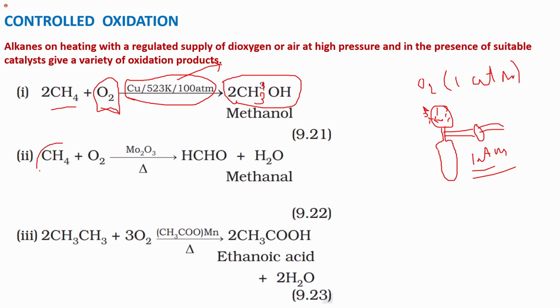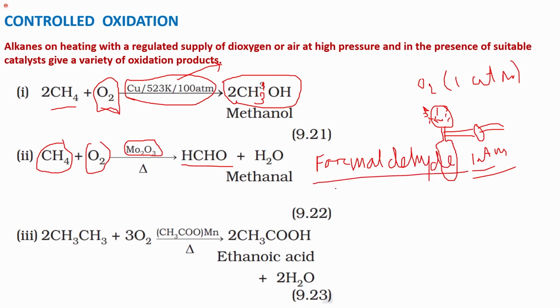Now you have a CH4 molecule, you have oxygen, and under this catalytic condition, molybdenum trioxide, it is forming formaldehyde. This is called formaldehyde, or in the other case, you can say this is methanol. Methanol. Okay, so then what will it form?